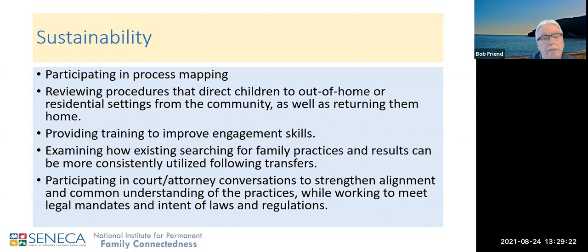We've provided training to improve engagement skills, determine how existing searching for family practices and results can be more consistently utilized, especially following person-to-person transfers, and participate in court and attorney conversations to strengthen alignment and common understanding of the practices. So I think that sort of wraps it up.